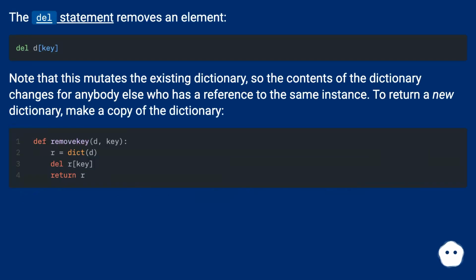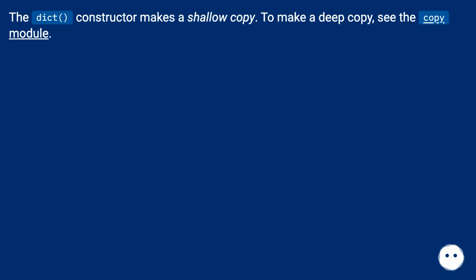The del statement removes an element. Note that this mutates the existing dictionary, so the contents of the dictionary changes for anybody else who has a reference to the same instance. To return a new dictionary, make a copy of the dictionary. The dict constructor makes a shallow copy. To make a deep copy, see the copy module.